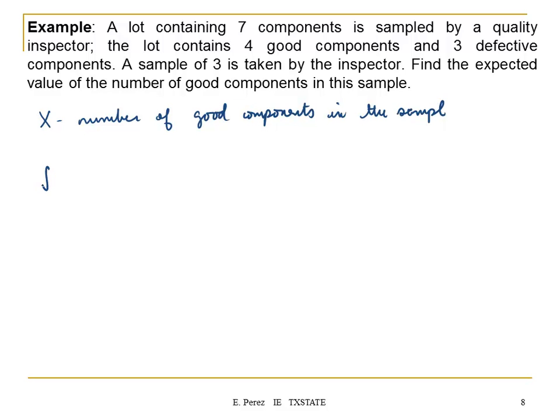Okay, so let's define f of x. We are looking at the probability of an event happening. We want to find the expected value of the number of good components in this example, so x is the number of good components. You need to choose x components from the 4 that are good, and you're going to multiply that times the ways of choosing from the 3 components that are defective.